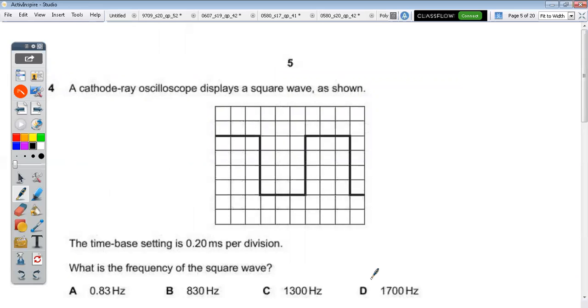A cathode ray tube displays a square wave as shown. The base time setting is 0.2 per division. What is the frequency of this square wave?